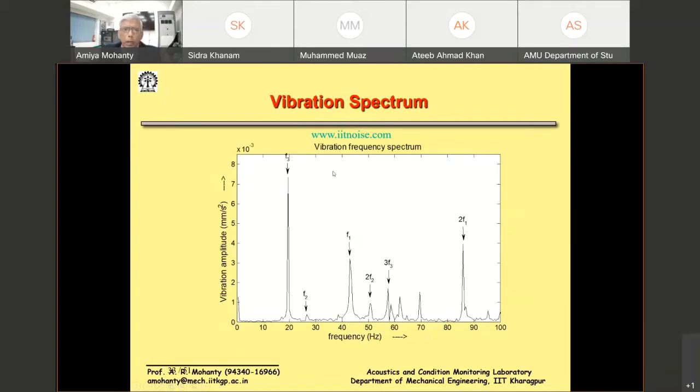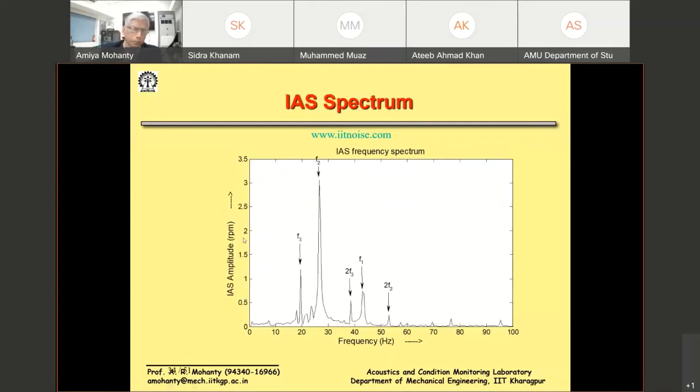Frequency, this is as expected. I can see all the frequencies, F1, F2, F3, and twice of that. This is expected from any standard vibration measurement. But look at this. The instantaneous angular speed amplitude can detect the variations of the frequencies of the order of these values, even at the rotational frequencies. So this is the power of using an optical encoder for measuring torsional vibration.